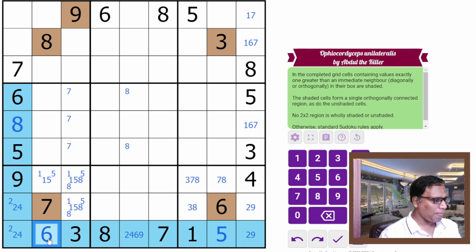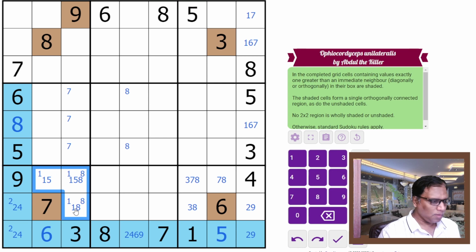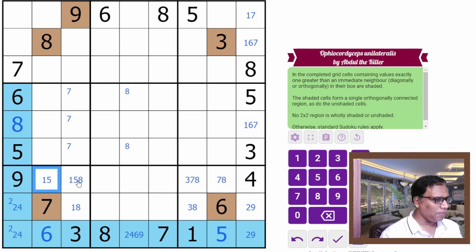That is 6. And that means 5 can't be here because 6 is light. So if 5 is here, 6 will be dark. That can't be 5. Let me just remove the pencil mark. Let me remove. So 5 is somewhere here.